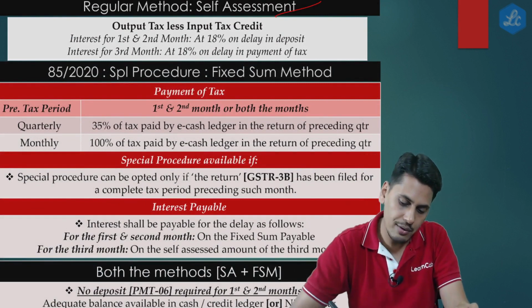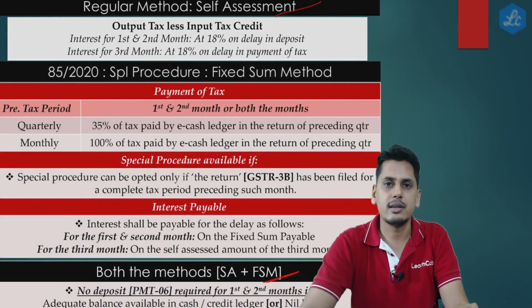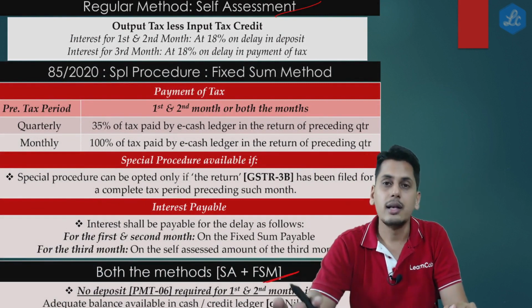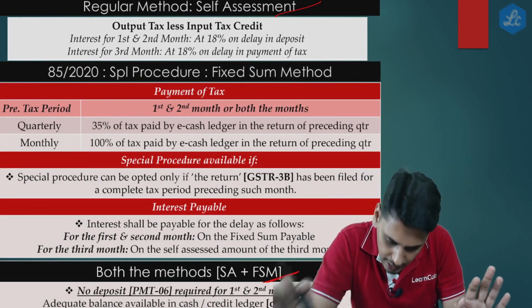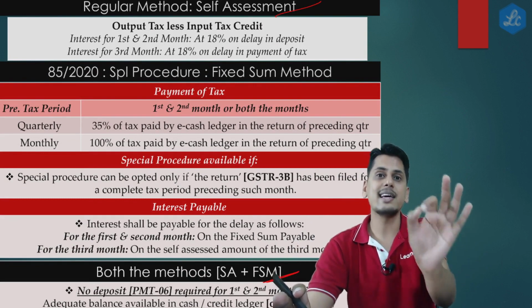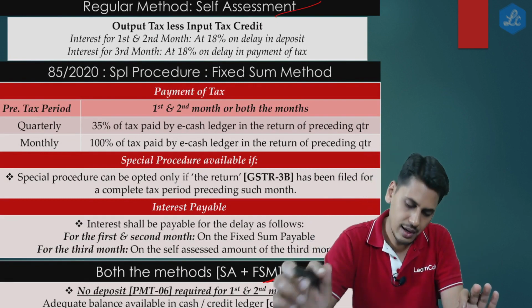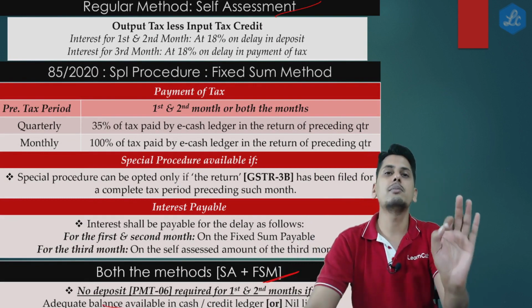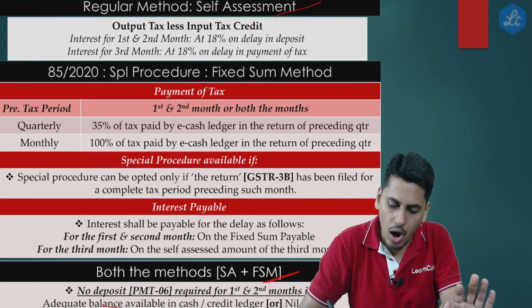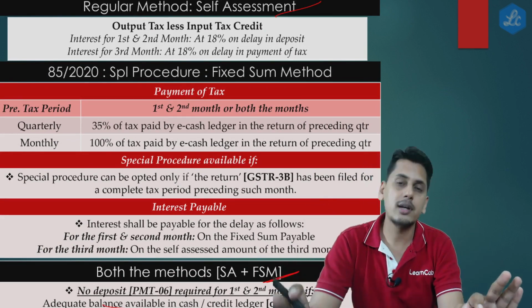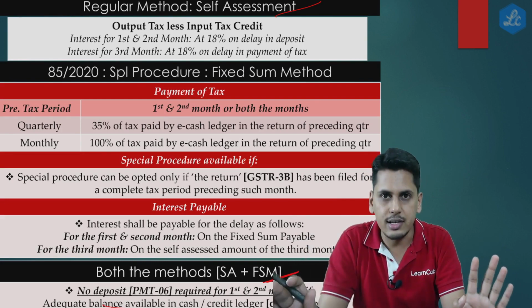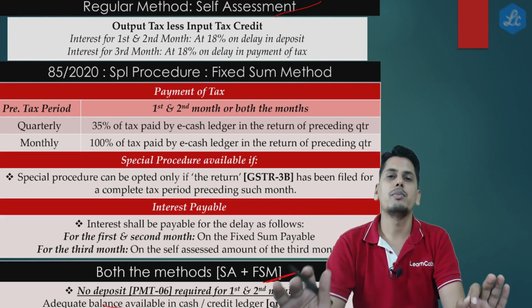And at last you have, for both the above methods, be it self-assessment, be it fixed sum: no deposit for the first and second month is required if there is adequate balance available in the cash or credit ledger, or there is nil liability. By this, we close the entire discussion on the QRMP scheme.